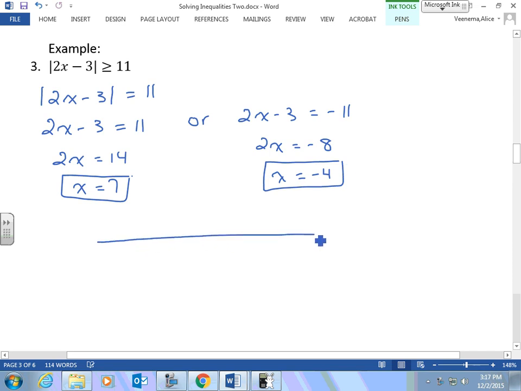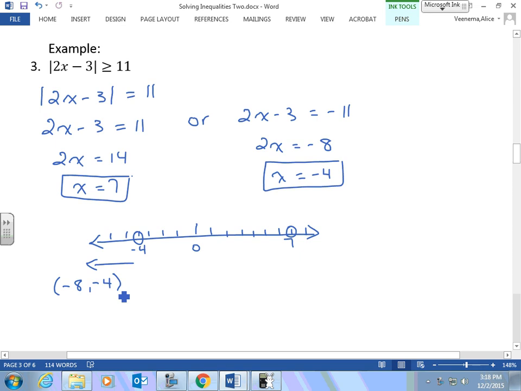So let's take a look at a number line with those points on it. So there's 0, there's 7, one of my boundary points, and 1, 2, 3, 4, there's -4, the other boundary point. So the number line is split into three intervals. The first interval is everything to the left of the -4, so it's the interval -infinity to -4.